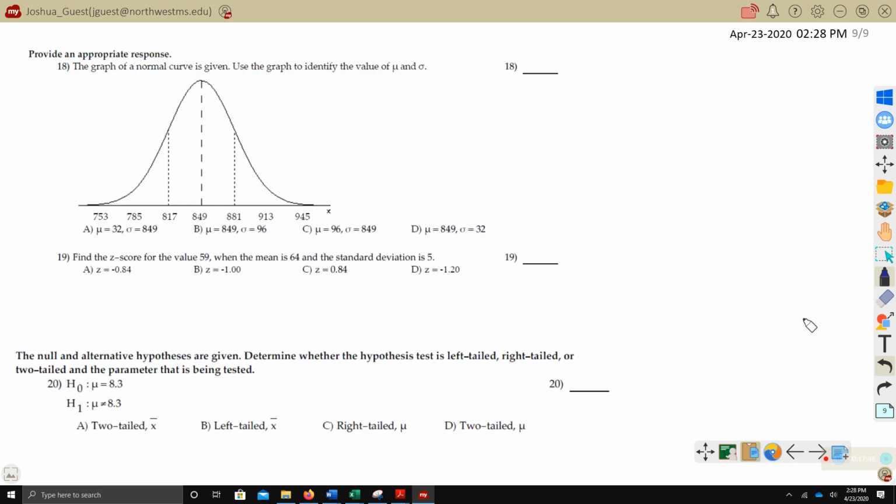All right, so number 18, the graph of the normal curve is given. So use the graph to identify the value of mu and sigma. So remember, mu is where? Mu is right here. So mu is this number in the middle, which is 849.